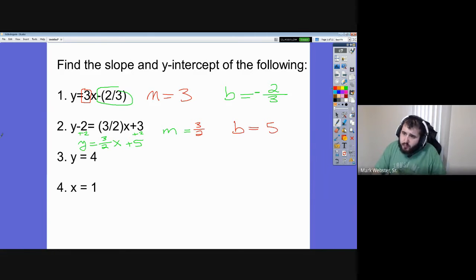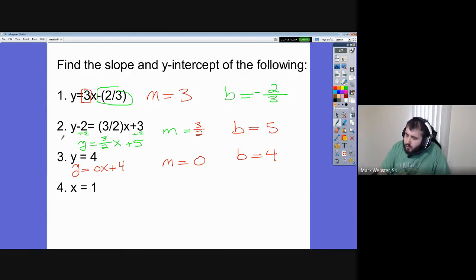For problem number 3, sometimes this one is hard to see, so I recommend, if you need to, rewriting it so you can see the slope and the y-intercept. That way we can see here's the slope is the number on x. And the y-intercept is the number by itself. And there we go. There's number 3.